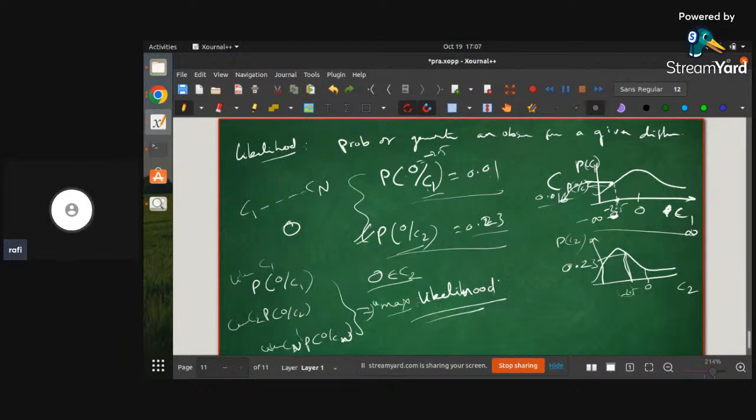So this is the concept of selecting a distribution for the given observation by computing the likelihoods and taking the maximum out of all the likelihoods. This is called maximum likelihood. Okay, problem setting.